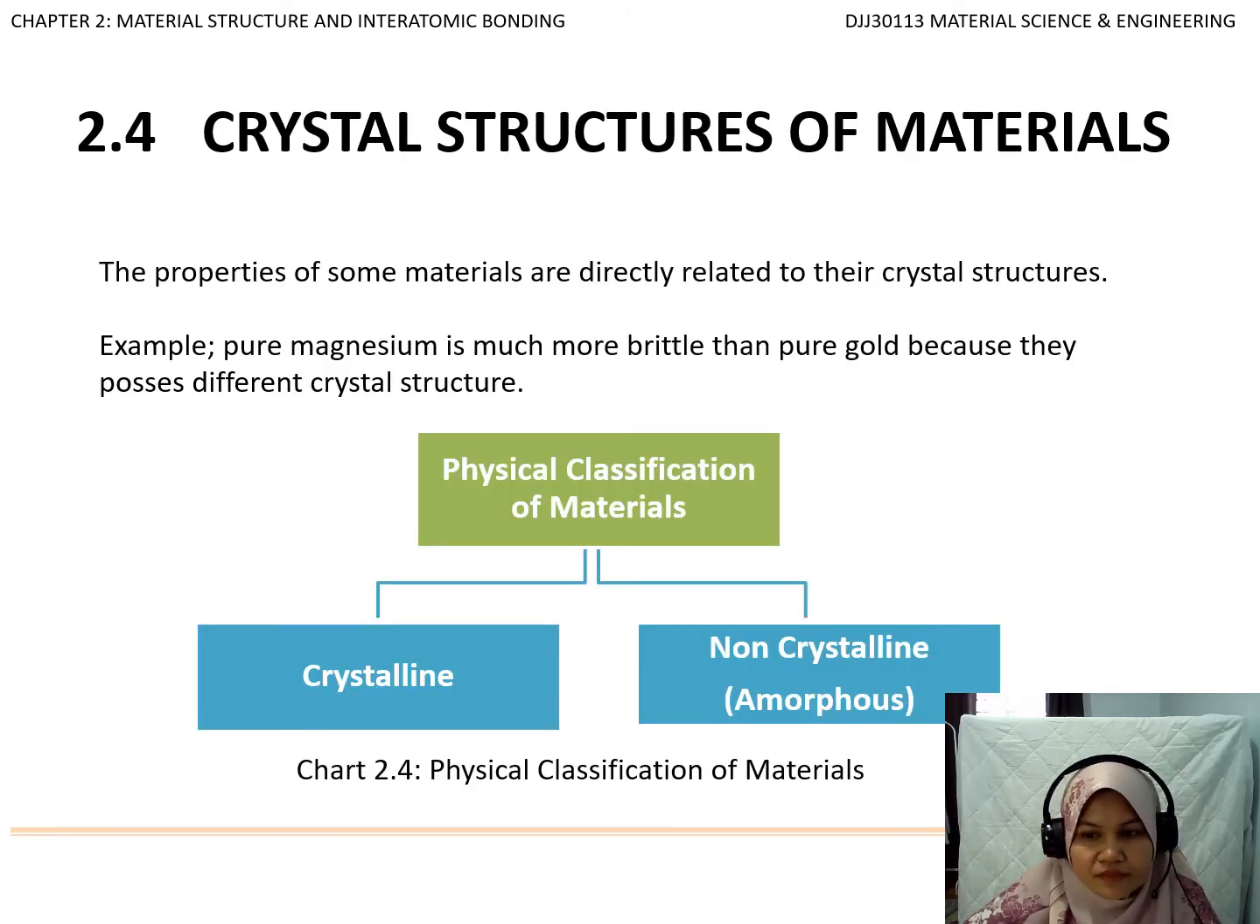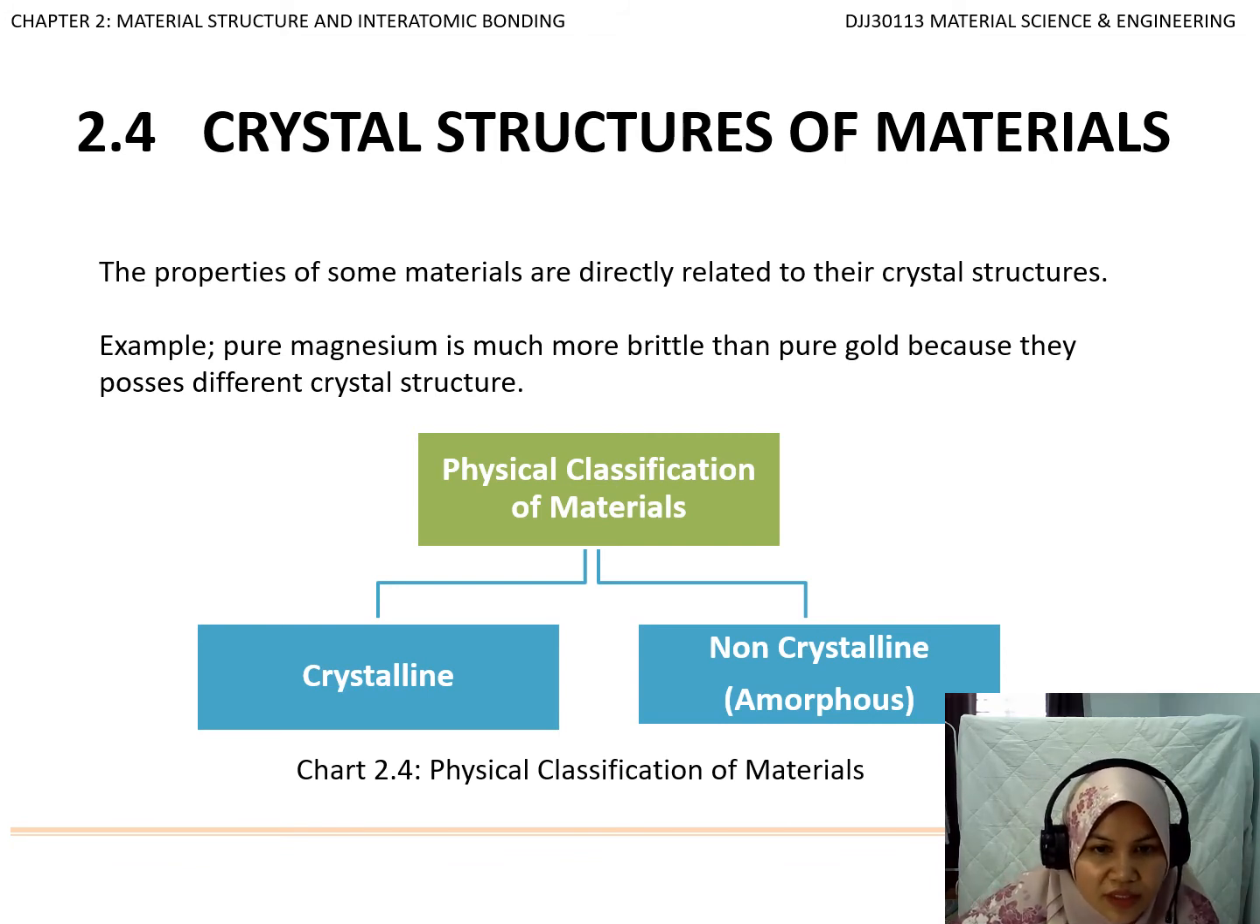Okay. Now we move to crystal structures of materials. The properties of some materials are directly related to their crystal structures. For example, pure magnesium is much more brittle than pure gold. Why? Because they possess different crystal structures. From the crystal structure, we can already tell whether it is brittle or hard, depending on its crystal structure.